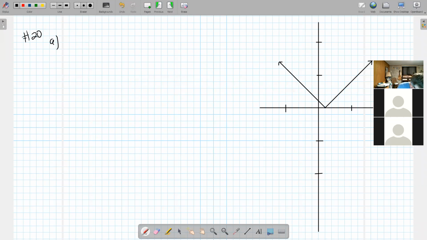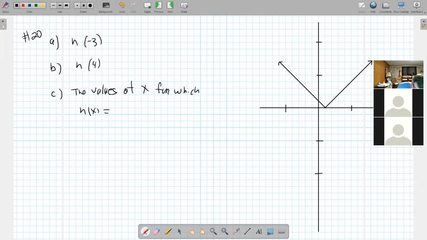And let's see, part A says find H of -3. Part B says find H of 4. Part C says the values of X for which H of X equals 1. And part D, the values of X for which H of X equals 0.